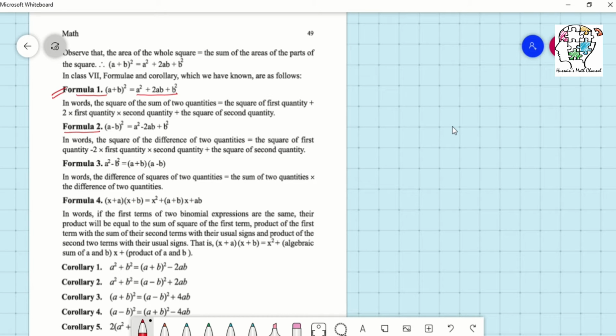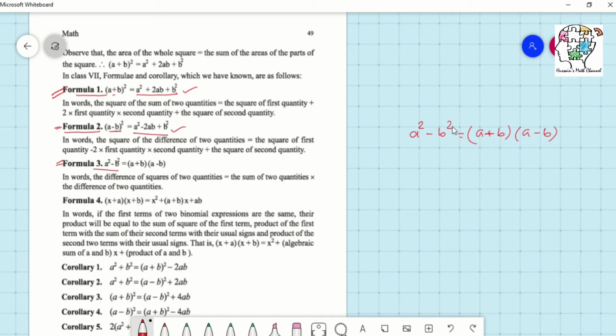And formula number 2, if there is a minus here, just a minus b whole square, then we will get a square minus 2ab plus b square. These two formulas we already learned in class 7. Now there's formula 3. If we get a square minus b square, we can write a plus b times a minus b. In other words, the difference between squares of two numbers will be the product of their summation and their difference. This is the idea of formula 3.